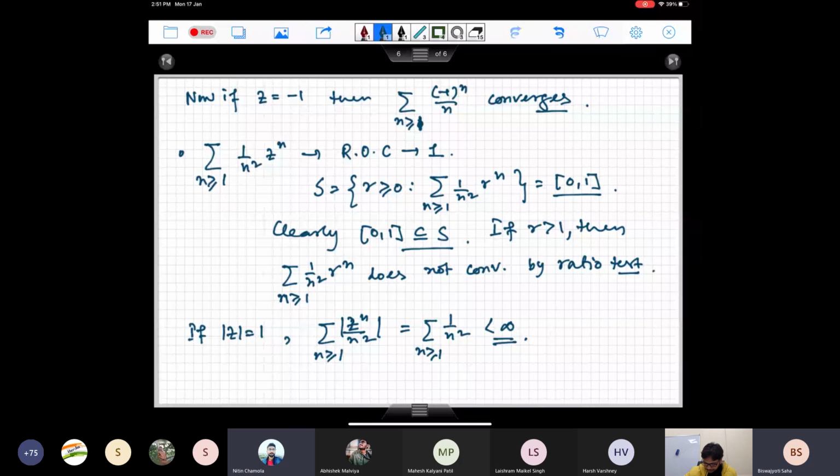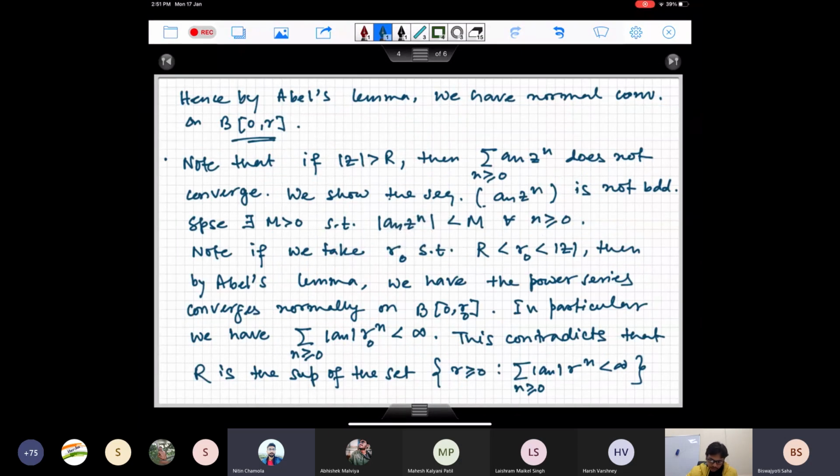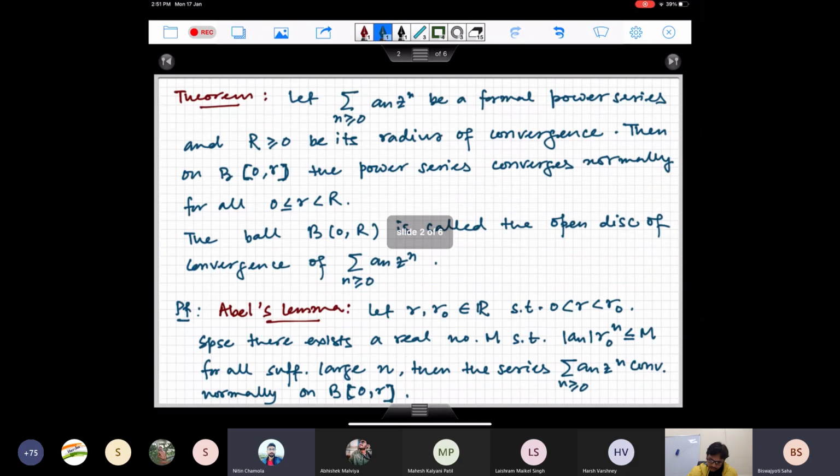Okay, and if you remember, I had talked about one notation. Here this B0R, so capital R open, I was calling this the open disk of convergence.